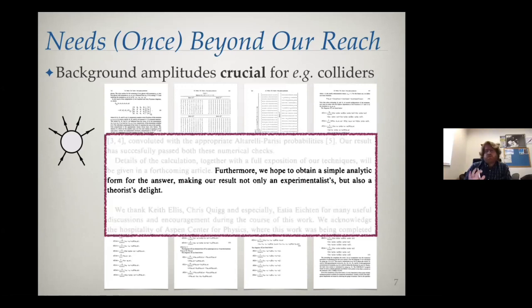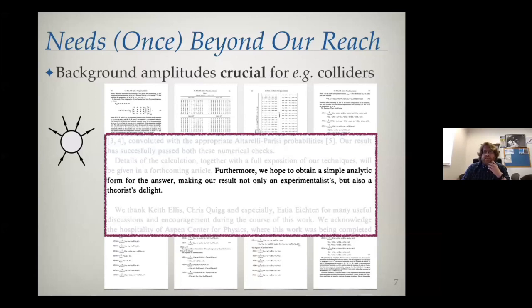coefficients. But the reason why I really love this paper is because at the end of it, they chose to end this paper after apologizing for not giving any of the details of the calculation. They ended on this quixotic note. Furthermore, we hope to obtain a simple analytic form for the answer, making our result not only an experimentalist's, but also a theorist's delight. Now, it turns out, I've spoken to both of them, and they had some intuition from the 2 to 2 and 2 to 3 processes that they knew that if they used some slightly more modern notation, things simplified a lot. But I couldn't imagine what they expected when they wrote this sentence in this paper.